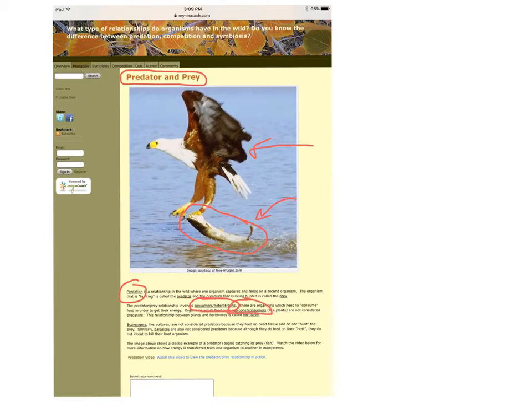We are also not considering animals that are scavengers, like vultures. That is not a predator-prey relationship because they are not catching and killing another organism to eat it. They're just eating something that's already dead. They're eating dead tissue. After reading that and viewing the image above, students can click on this predation video and they will see different types of predation in action.